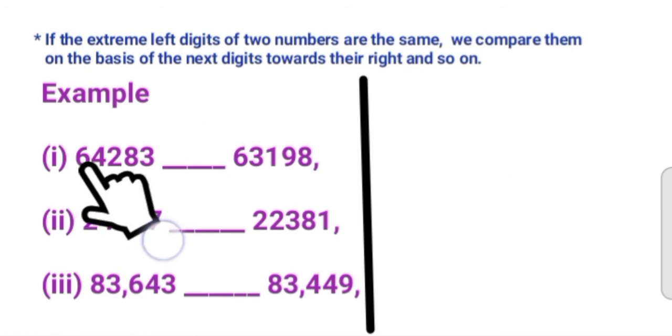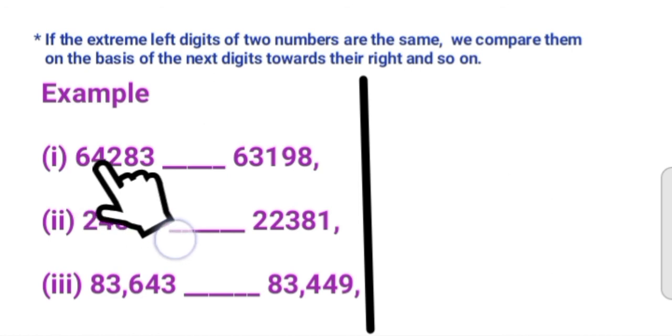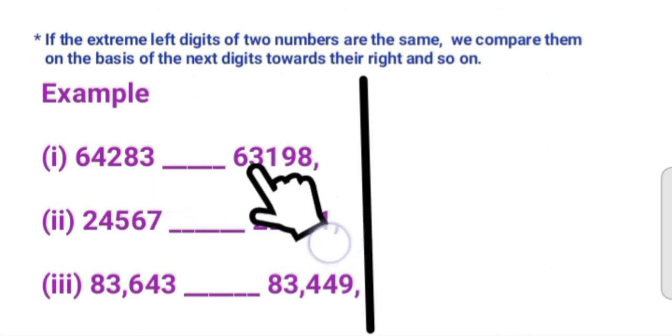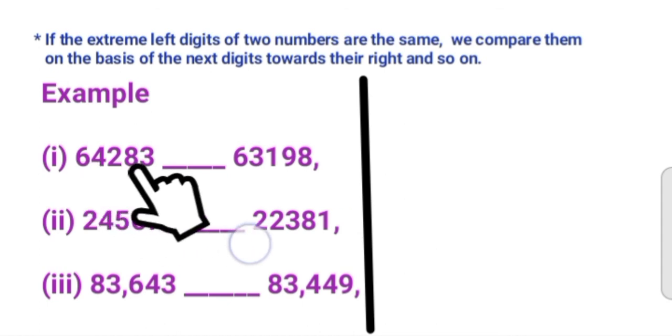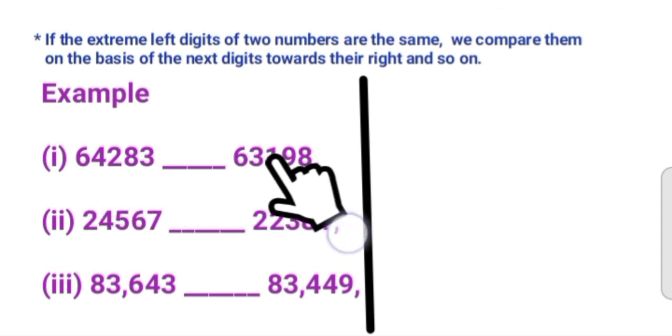So you check the second number from the left side. So this is the thousands place. You check the thousands place. Here 4, here 3. So here 4 is the biggest number, so you can say that this is the greater number. Okay, you can compare all of these by the basics of these three steps.